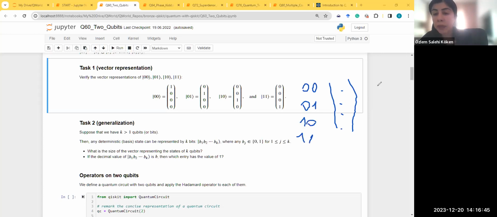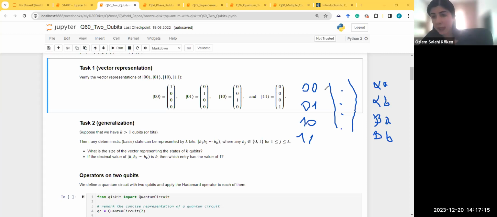In the example we had, it looked like this: alpha A, alpha B. I guess it should be beta A and beta B. And if you have k qubits, then you can have 2 to the k different possible states. And in this case, your vector should be of size 2 to the k. It should have 2 to the k entries.